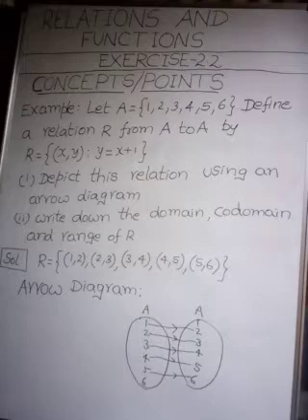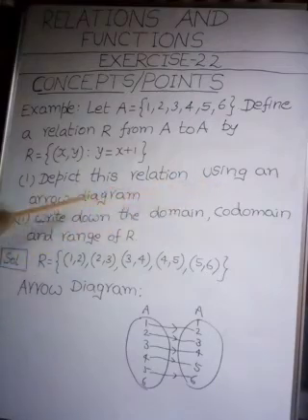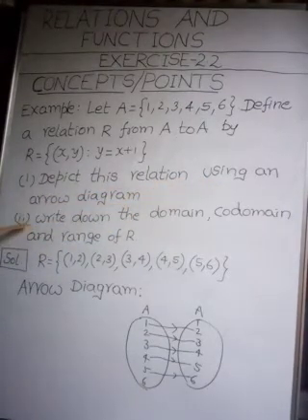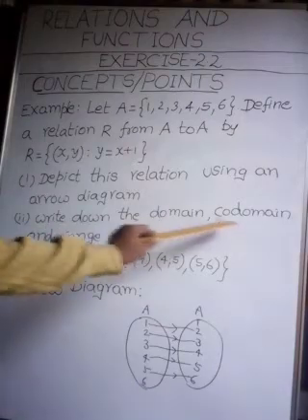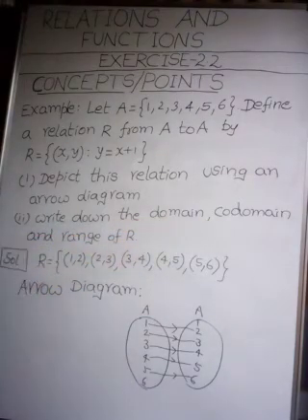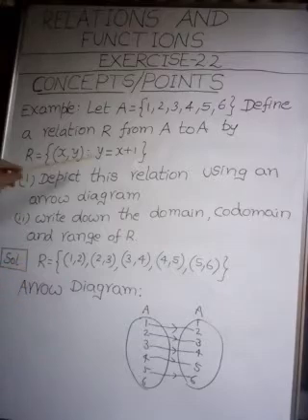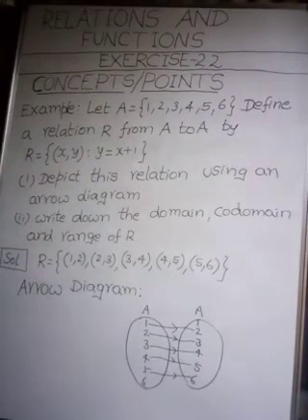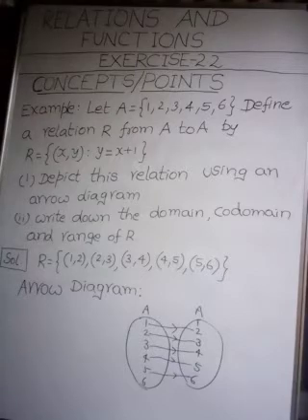Okay, my dear children? So, see the question. Depict this relation using an arrow diagram. And second part, write down the domain, codomain and range of R. Understood this question, my dear children? Right. Here it is very difficult to write A cross A because 6 elements are there. So, without writing A cross A, by using this relationship between x and y, we write the ordered pairs.